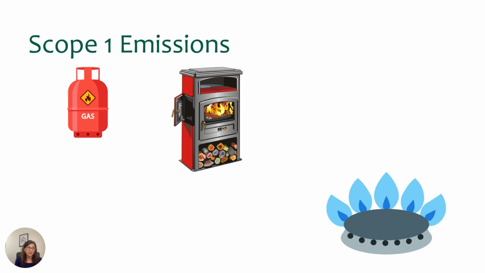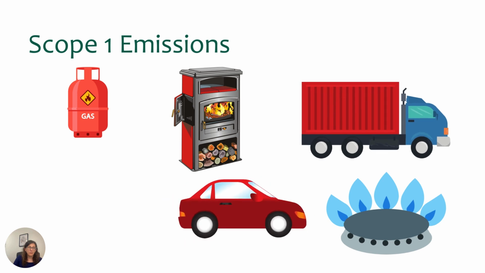Or if you're a manufacturing facility, it could be a combined heat and power unit. Anything that is burned on your site is a Scope 1 emission. Other common sources of Scope 1 are emissions from vehicles, and that's vehicles that your company owns. So it's not anybody's individual personal vehicle, it's company cars and it's fleets that are owned by the company.